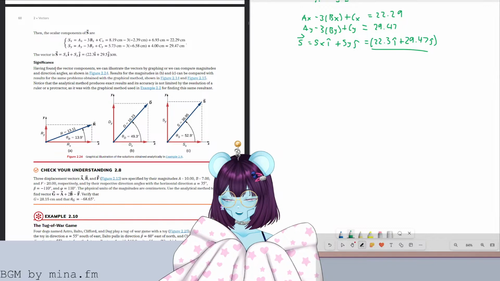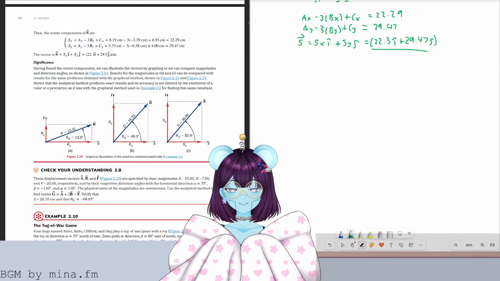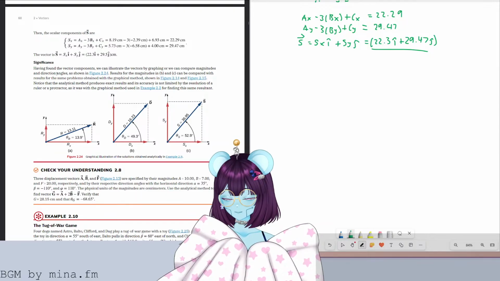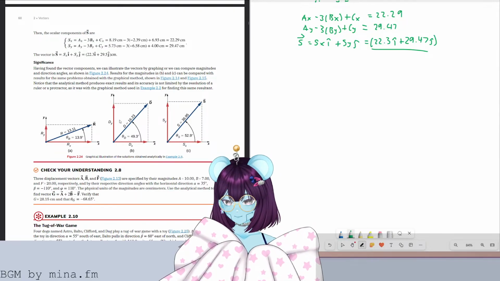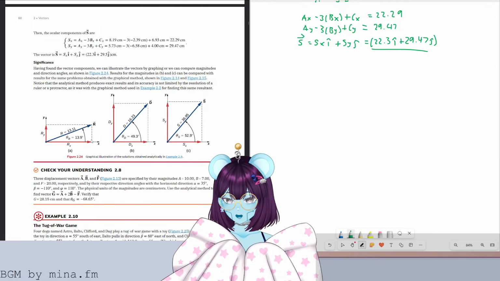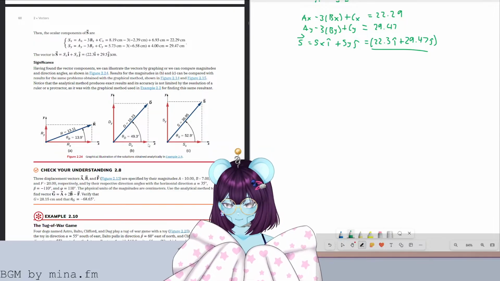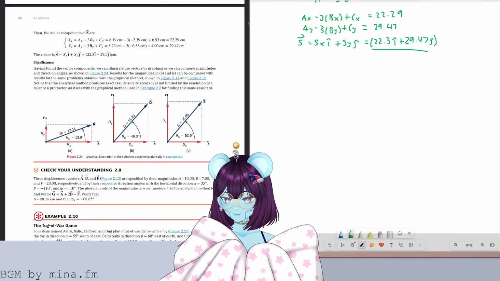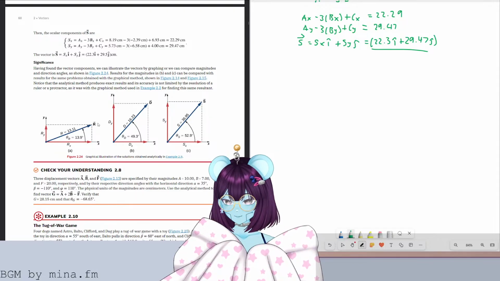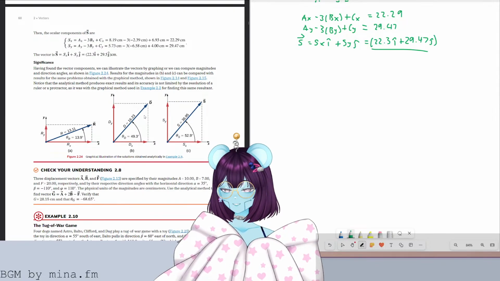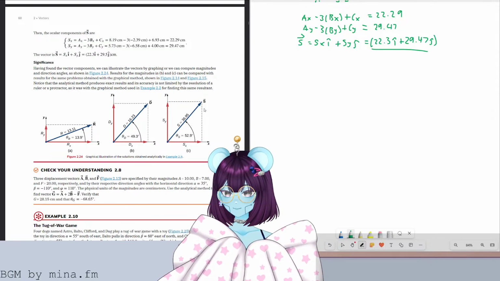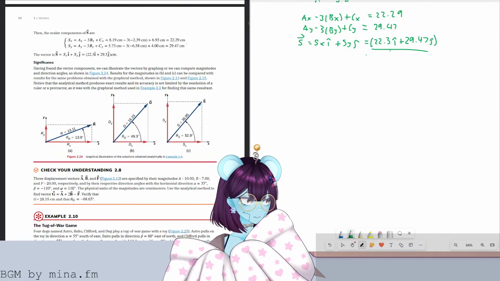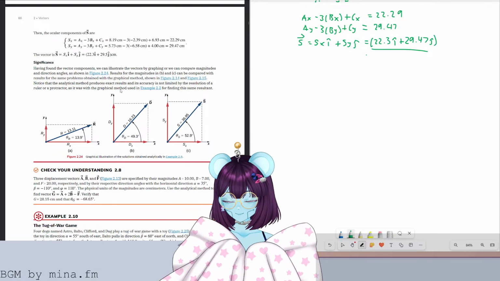Significance. Having found the vector components, we can illustrate the vectors by graphing, or we can compute magnitudes and direction angles, such as this figure below. So this is what we actually found. For part A, we got the resultant vector being this. Part B, the resultant vector is this. And then part C, we got the one right here as that.